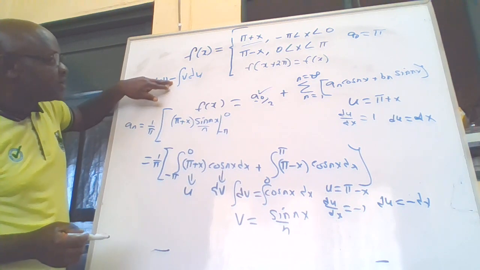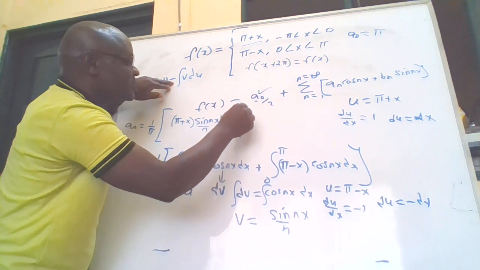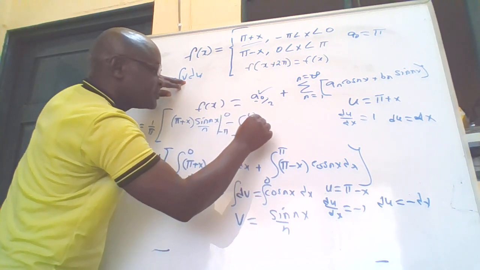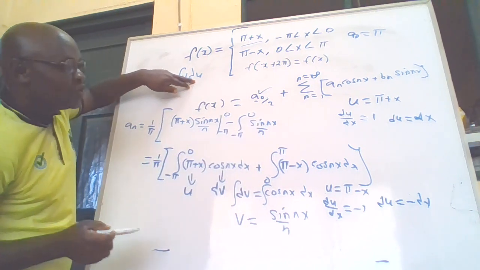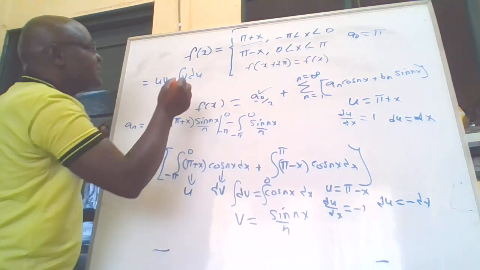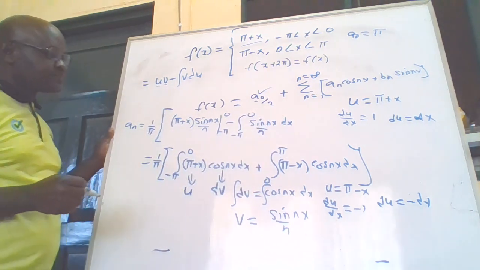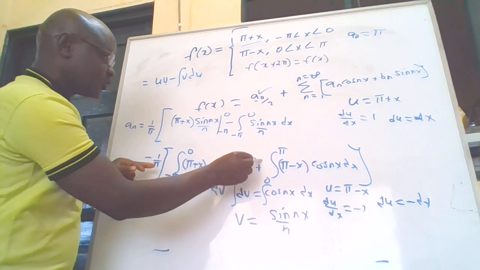But we are not through, then we have minus from negative pi to 0. What is v? V is sine nx all over n du. We are saying that du equals dx. Therefore, this will be dx. So we are through with this section.